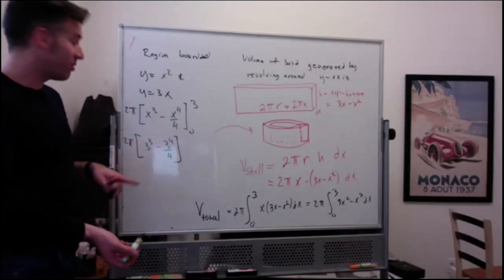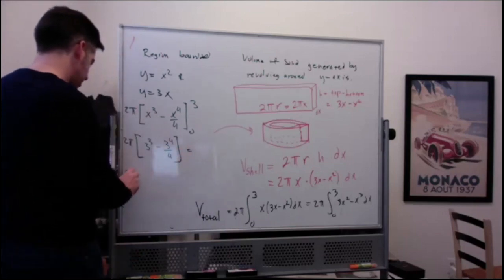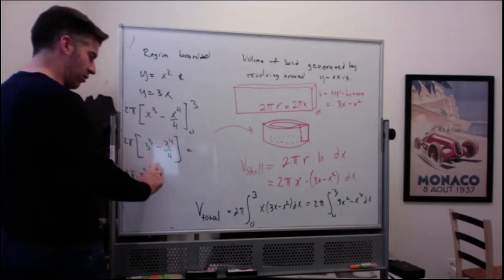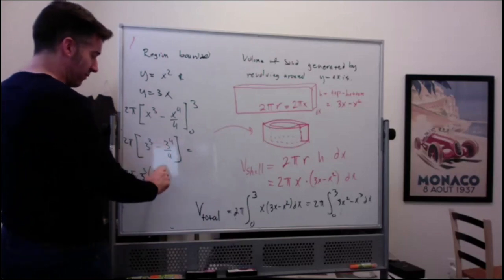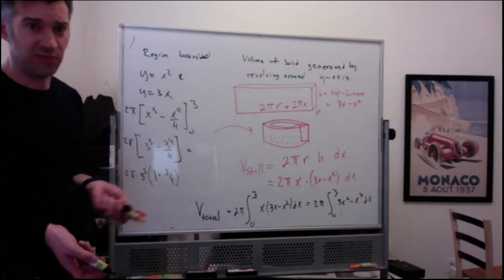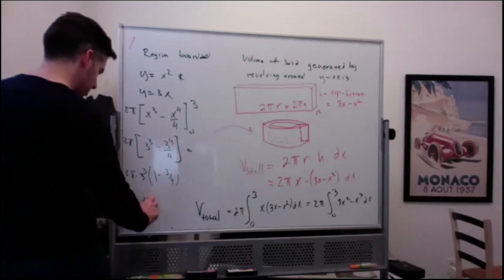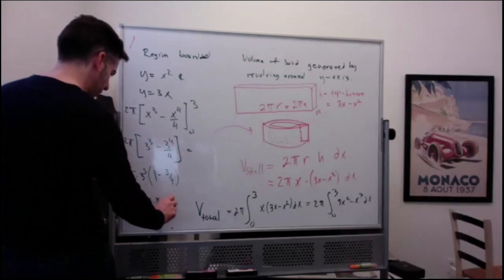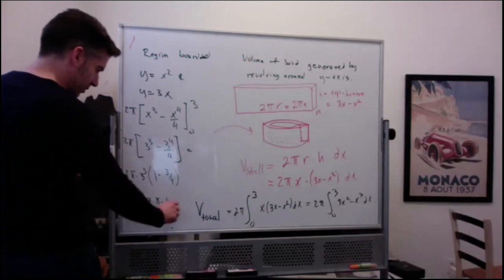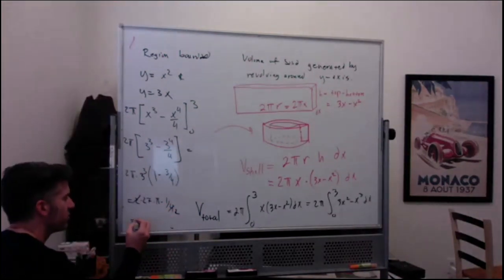What I really want to do is factor out 3 to the 3rd. I'm going to write this as 2 pi times 3 to the 3rd. If I factor out the 3 to the 3rd, I'm left with a 1. If I factor out the 3 to the 3rd, I'm left with a 3 over 4. 1 minus 3/4 is easy. That's 1/4. So I'm left with 2 times 27 times pi times 1/4. 2 cancels with the 4, gives me a 2. So I end up with 27 pi over 2.